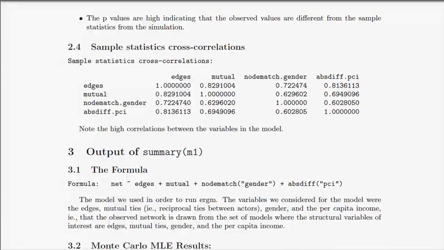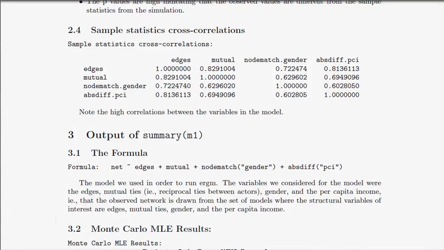Then it gives the sample statistics cross correlations between the four variables and others. For example, between edges and mutual, edges and gender, and so on and so forth. If you look at this, you see that the correlations are rather high. That suggests that there is a relationship between edges, mutual ties, gender, and so on. Since there are relations between these, maybe you need to change the model, eliminating some of these variables or adding other variables.